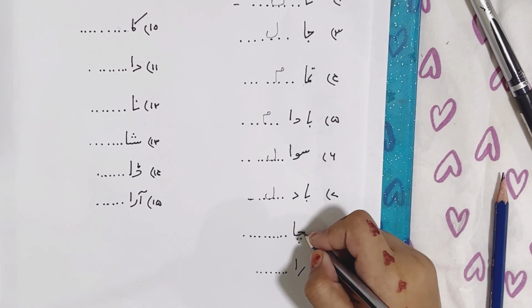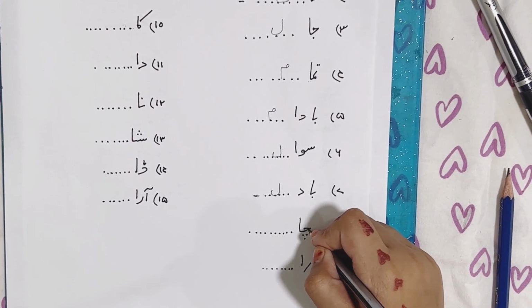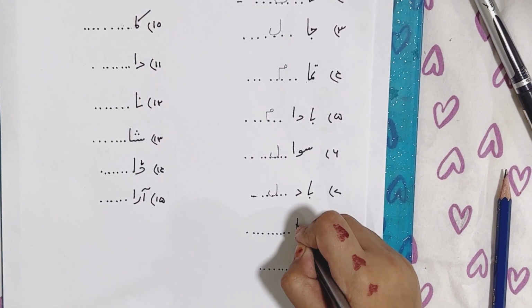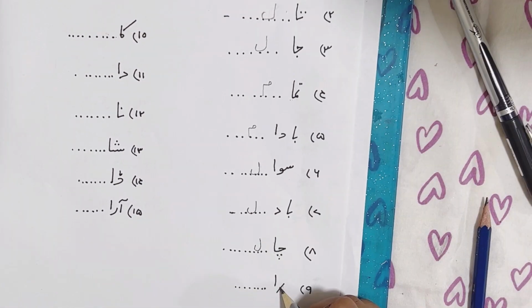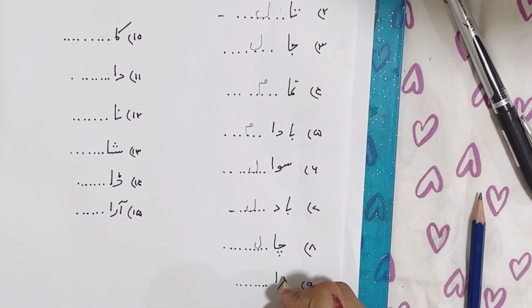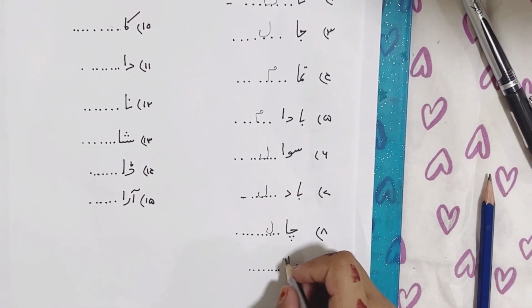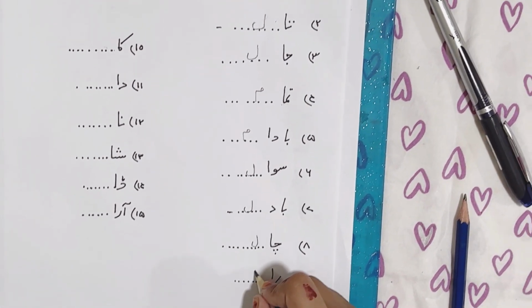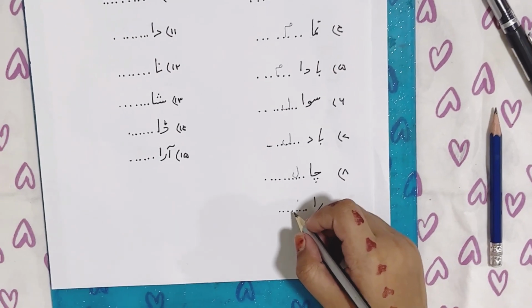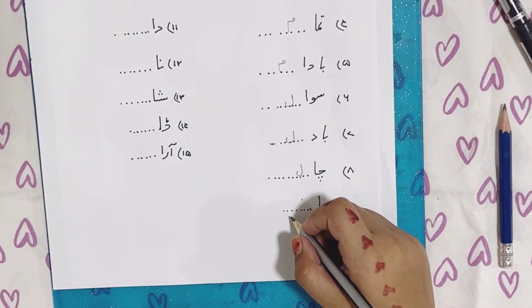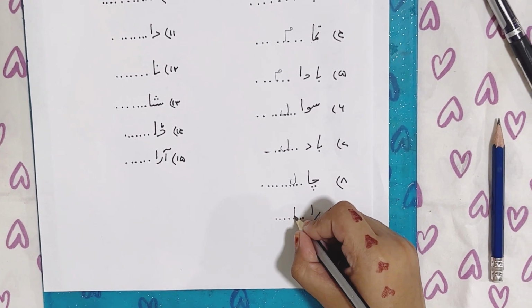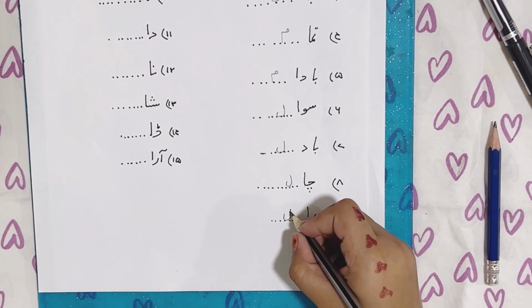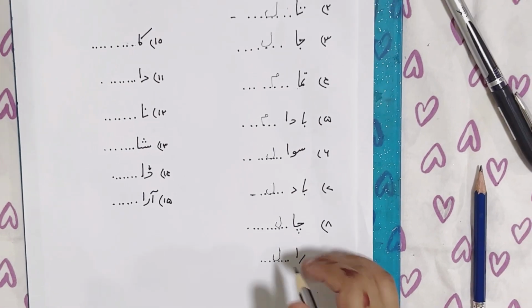Very good. Next. Cha plus alif. Cha. Lam. Chal. Re alif ra. So if you write meem, it will be Ram. Right? Yes. Name of a person. Or you can write Ral. So that will be Ral. Next.